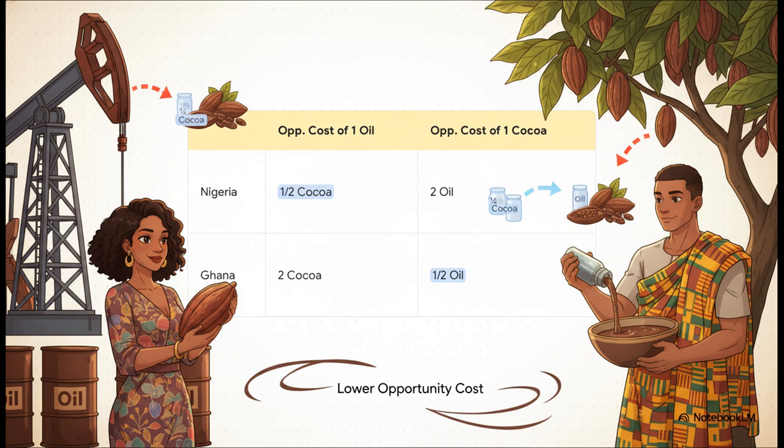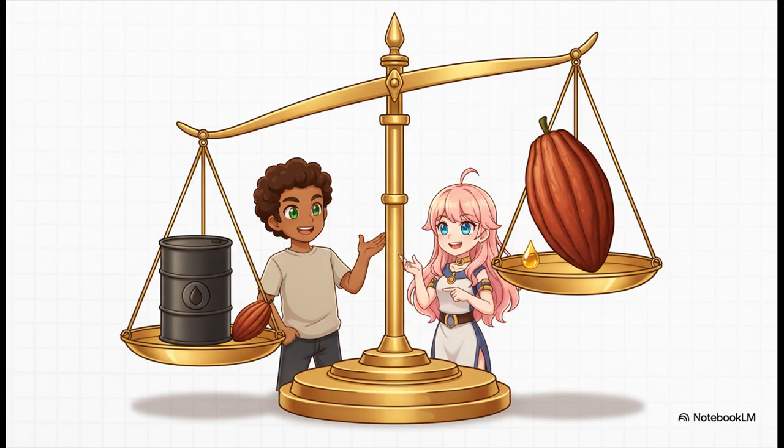Now let's flip it. To make one more unit of cocoa, Ghana only gives up half a unit of oil. But Nigeria has to sacrifice 2 units of oil. See? Ghana has the lower opportunity cost for cocoa. And that is Ricardo's incredible insight. It doesn't matter who's the best at everything. What matters is who gives up the least to produce something. That's called comparative advantage. And it proves, counterintuitively, that even if one country is more productive in every single way, trade is still good for everybody.